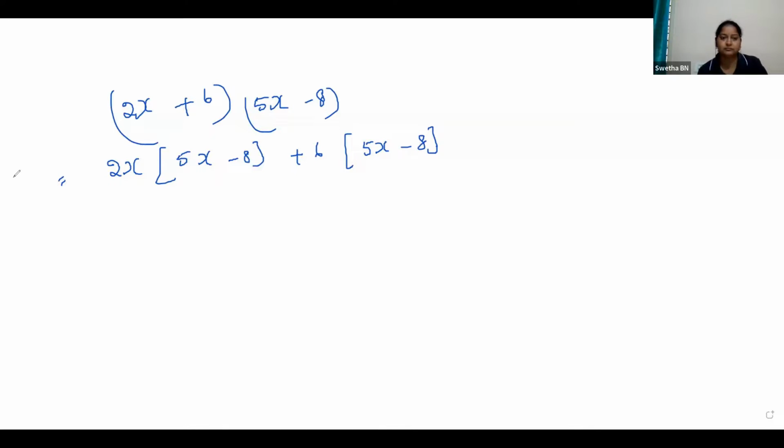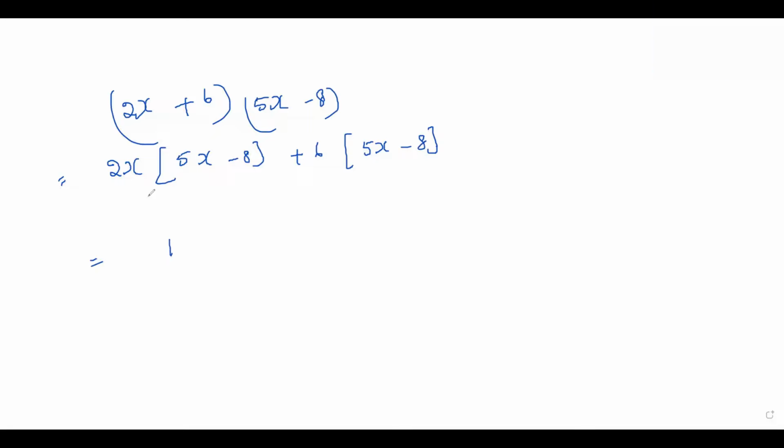What is the answer? 10x minus 16. One second, ma'am, I forgot. Okay. Shall I explain the sum? Okay, I will explain the sum.